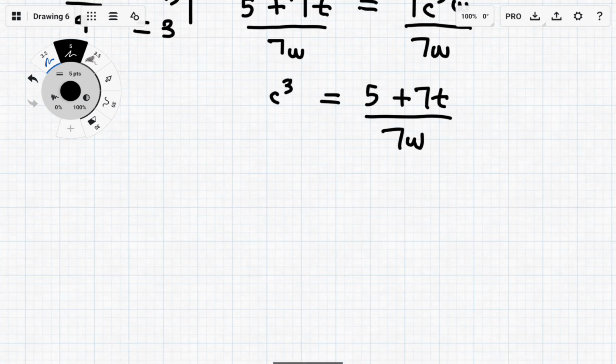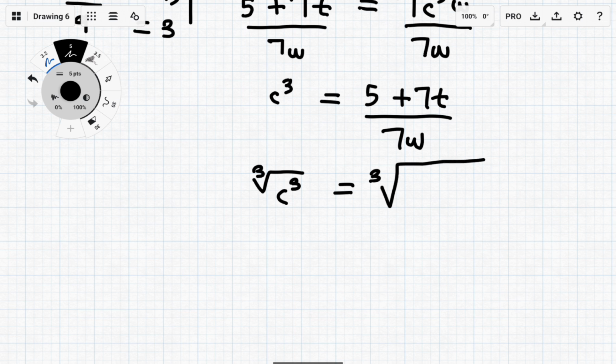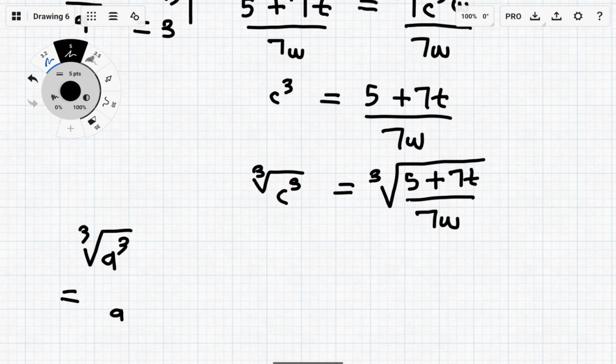Because we are only looking for c, we need to make c with one exponent. So now we can introduce the cubic root on both sides. We have the cubic root of c cubed, which is equal to the cubic root of 5 plus 7t divided by 7w.